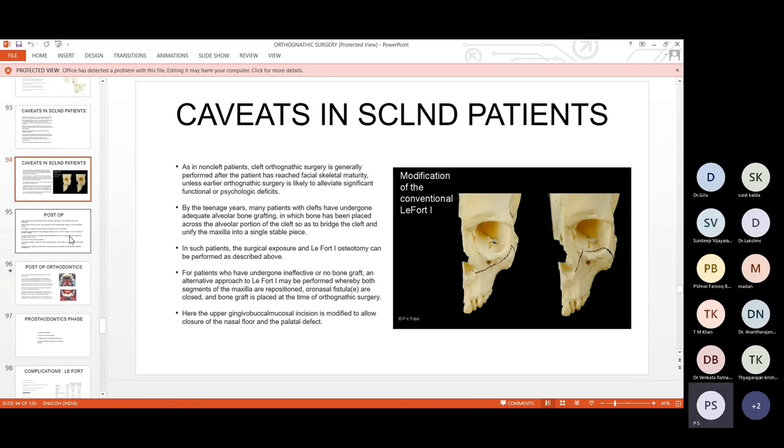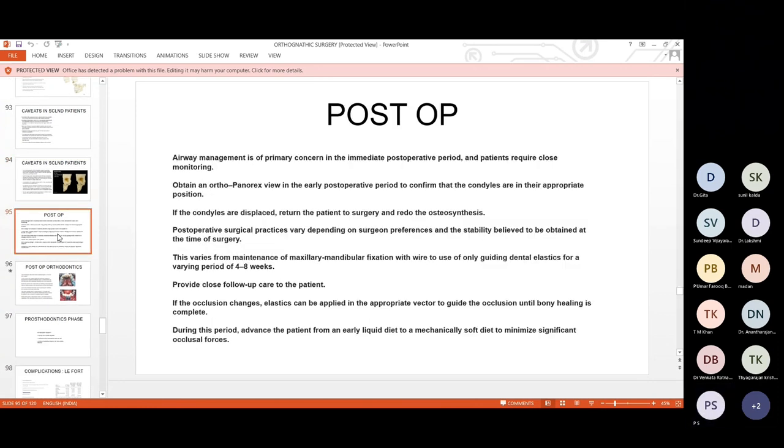So these are some of the post-operative management points. Airway management, and obtain an OPG early in the post-operative period to ensure that the condyles are in the appropriate position. If the condyles are displaced, an anterior bite happens. There is no way you can escape that. You can't put rubber bands and try to reduce it. Just take the patient back to the OT and redo the osteosynthesis. Otherwise, it is not going to give you a good result. Maintain the rubber bands and gliding dental elastics for a varying period of about 4 to 8 weeks, and provide close follow-up of the patients.